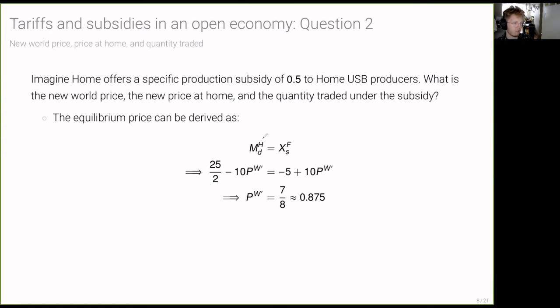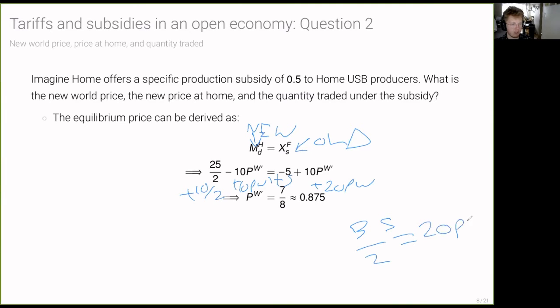We're just taking the new import demand curve for home and setting it equal to the old export supply curve for foreign. And so what does that give us? Well, if we add 5 to both sides, that's the same as adding 10 over 2 to both sides. And then if we add 10 PW prime to both sides, what does that give us? Well, that gives us that 35 over 2 has to be equal to 20 PW.